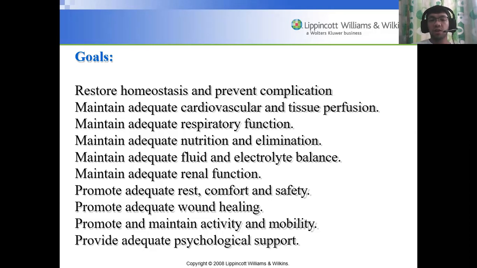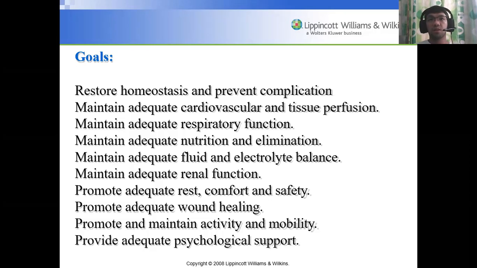Promote adequate rest, comfort, and safety. So, after the patient has been operated on, they need a lot of rest and comfort. And we need to keep the side rails up just in case the patient is restless. Promote adequate wound healing. So, one of our responsibilities is to change the dressing of the patient from time to time, and promote and maintain activity and mobility.